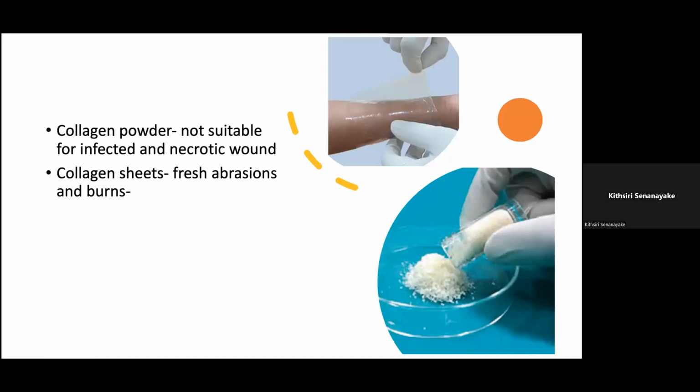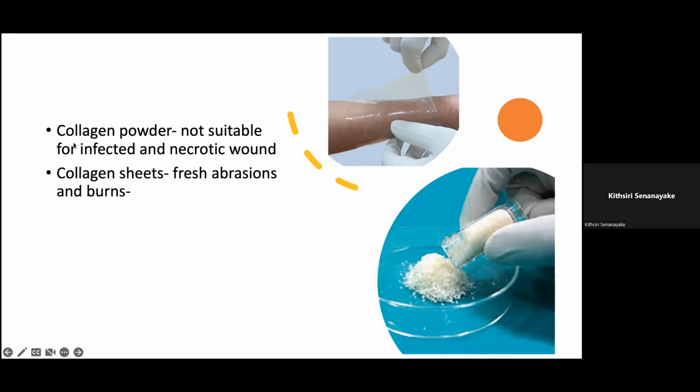Also there are collagen based wound care products such as collagen powder. These collagen powders act as a scaffold for wound healing, epithelialization and fibrosis, but they are not suitable for infected and necrotic wounds. However, there are collagen powders available that are antibiotic impregnated or antibiotic mixed, such as I think Biotin AB, and maybe other commercially available products.